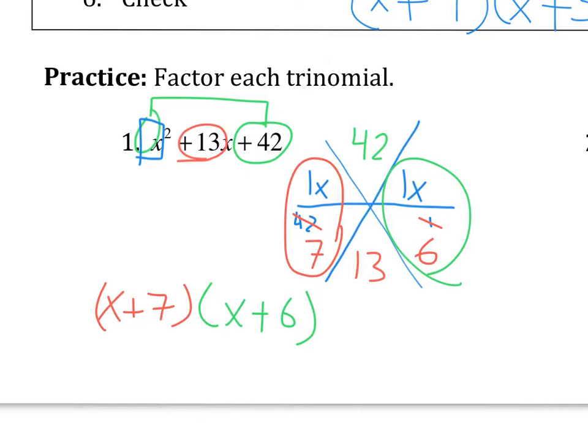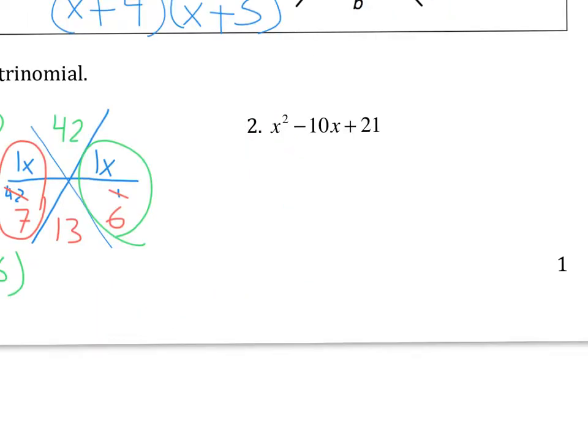And now I'm in factored form. So let's zip through this one. I set this one up. I'm going to put a 21 in the top, negative 10 on the bottom. 1x is going to flank there.